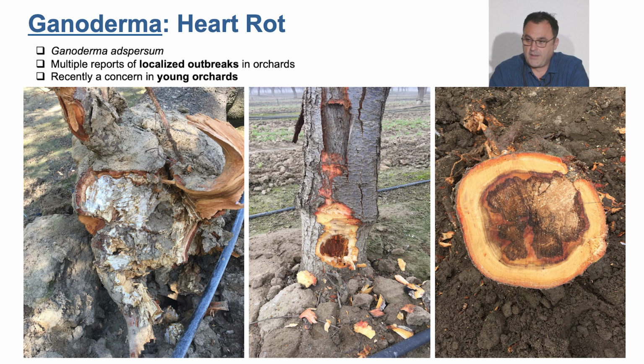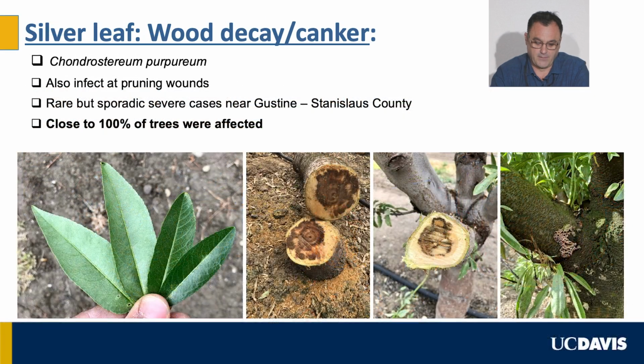But it's possible that suckering could be an entry site, or the shaker damaging the roots could be leading to infection. But something that also has been a concern lately in California almonds, I wanted to mention silverleaf. It's quite a rare disease, but the few times I've seen it, 100% of the trees were affected. Silverleaf is caused by the Chondrostereum purpureum mushroom.